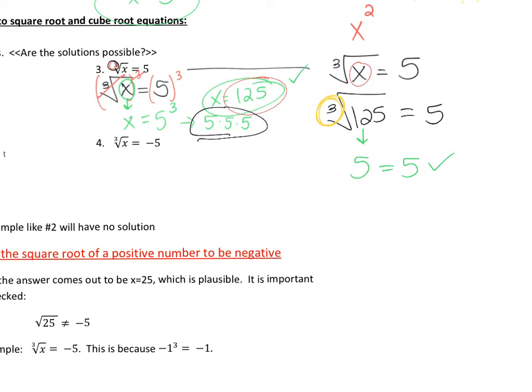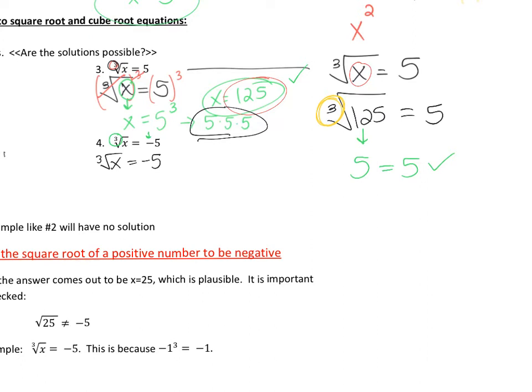We know that it's correct. Now we're going to go on to number 4. Now what's important to realize is we just can't write no solution because we see a negative, because there is a 3 here, okay? And I will show you why. But same concept. We are going to take the cubed root of x equals negative 5.